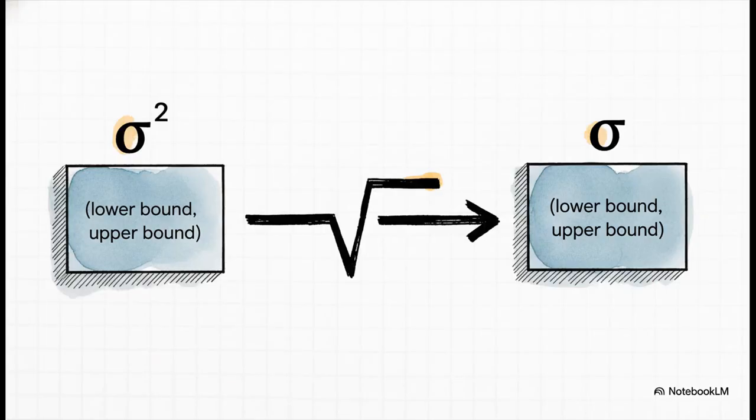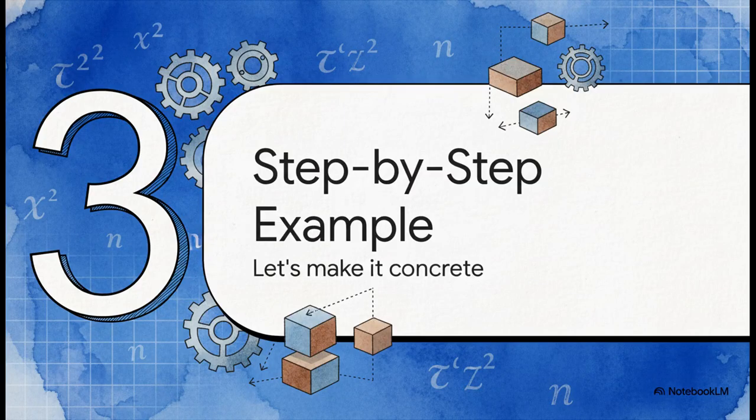Now for some good news. After you've done all the heavy lifting to find the confidence interval for the variance, getting the interval for the standard deviation is the easiest step of all. You literally just take the square root of the lower bound and the upper bound you just calculated. That's it. All right, that's enough theory. Let's get our hands dirty and see how this works with some actual numbers. We're going to go through it step by step.